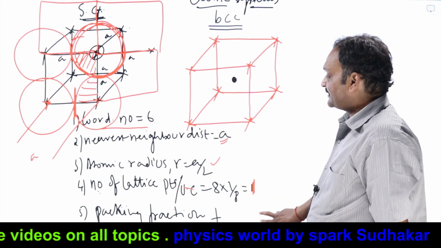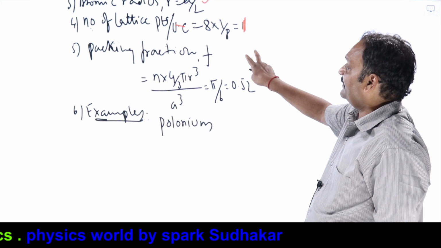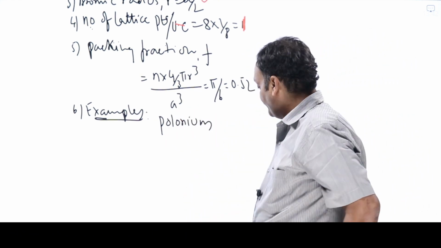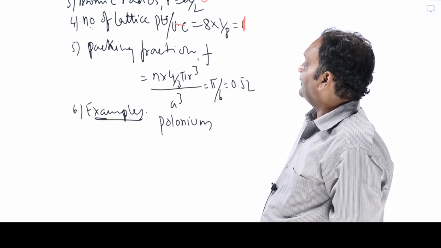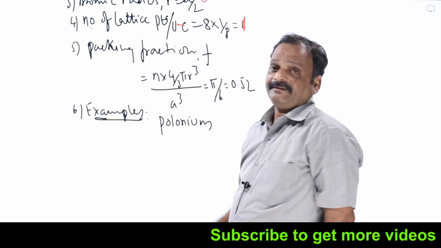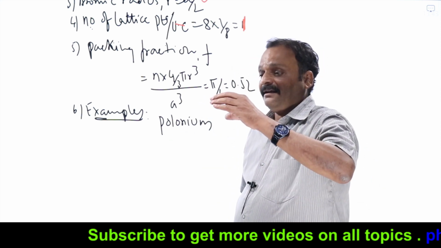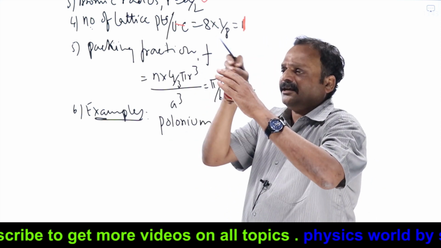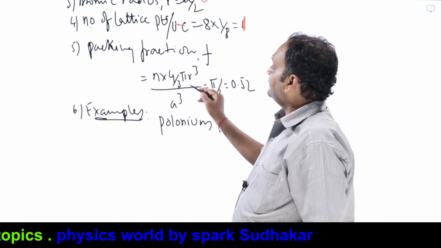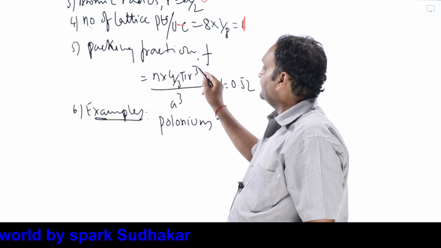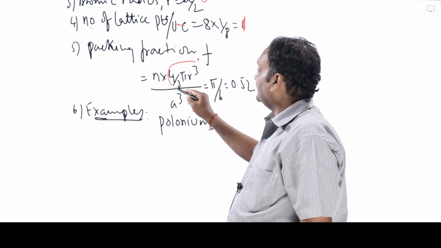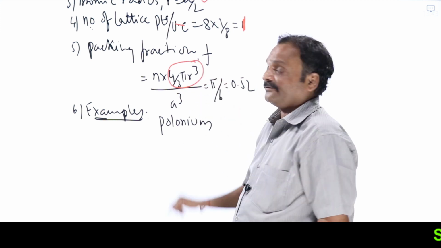Next one, packing fraction. Packing fraction denotes how closely atoms are packed in a given crystal structure. How do we calculate it? It is the volume actually occupied by the atoms divided by the volume of the unit cell. Inside a unit cell, how much volume is actually occupied by atoms and how much volume is left out freely? That ratio is known as packing fraction. Here, n into 4 by 3 pi r cubed is the volume of the atoms, where r is the radius of each atom.